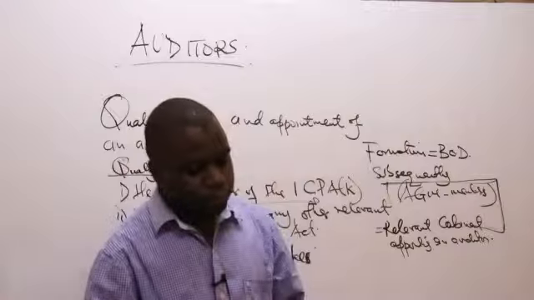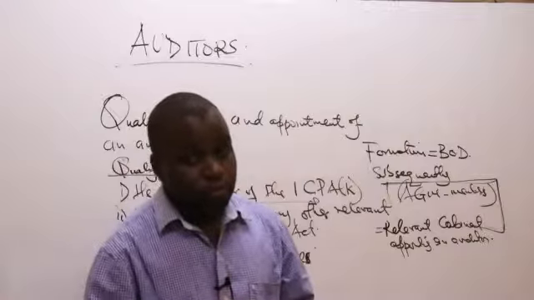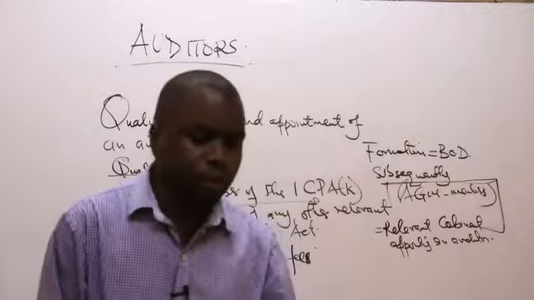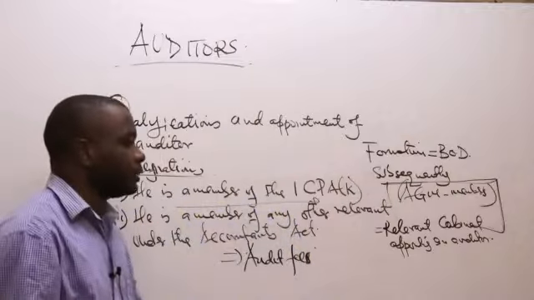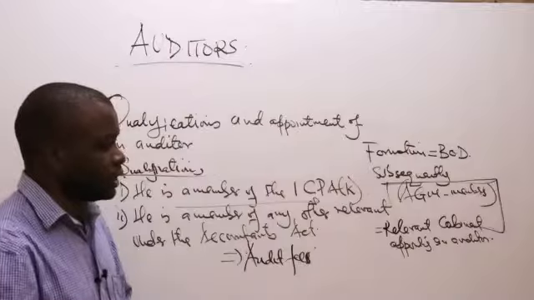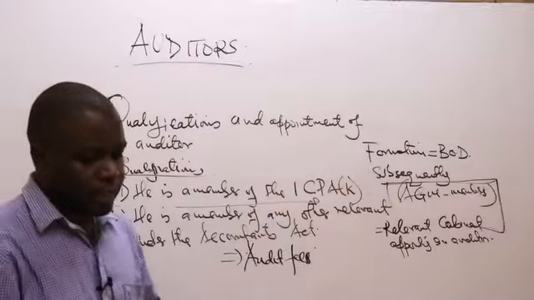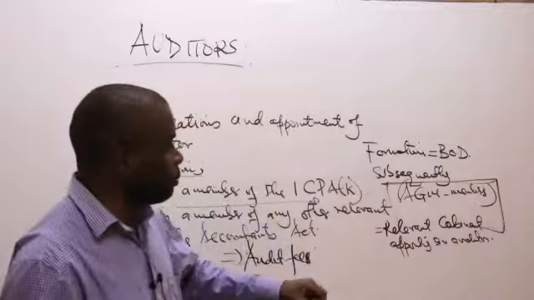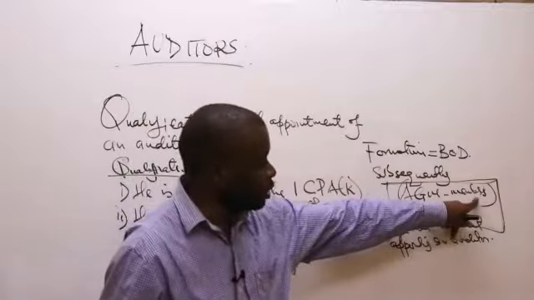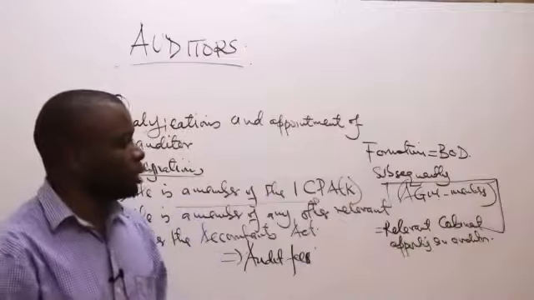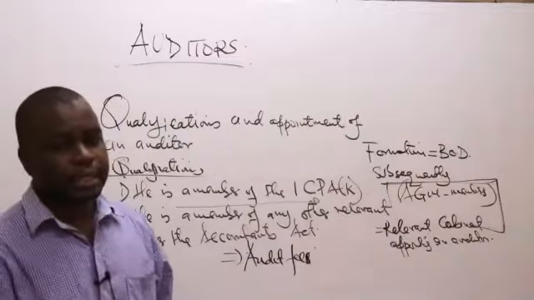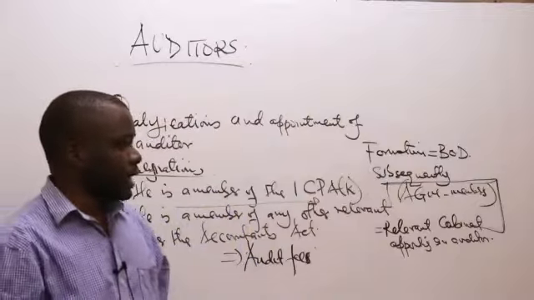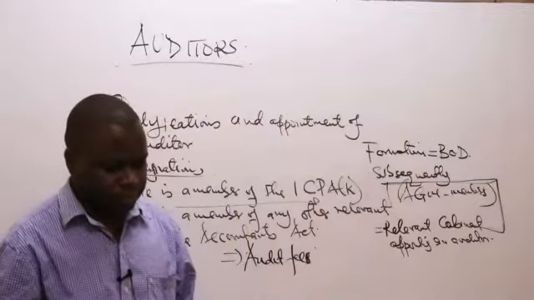Then number 2, he will hold office until the end of the first AGM. That's when the members will take over the appointment of the auditor. So number 2, he will hold office until the end of the first AGM.